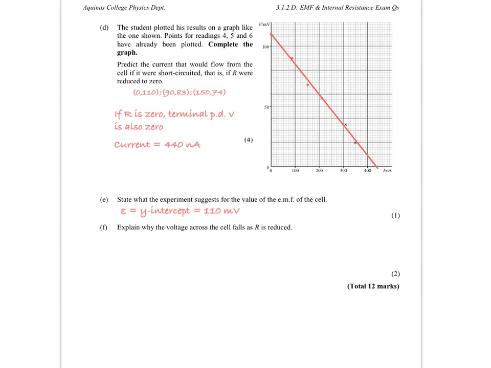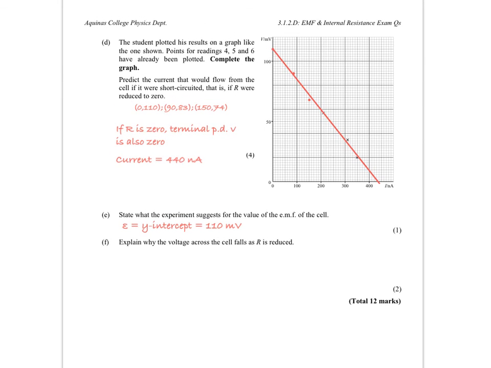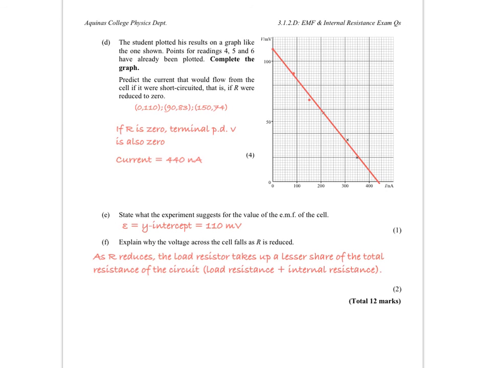And then for the last part, we're asked to explain why the voltage across the cell falls as the terminal potential difference is reduced. And what we're interested in here is that as R reduces, the load resistor takes up a lesser share of the total resistance of the circuit, when that total resistance is the sum of the load resistance and the internal resistance. And because it takes up less of the total share, it's going to have less of the EMF across the terminals and a greater proportion of the EMF across the internal resistor. We'll talk about that in a bit more detail as we come on to do potential dividers and some problems to do with sensors and circuits with components in series.